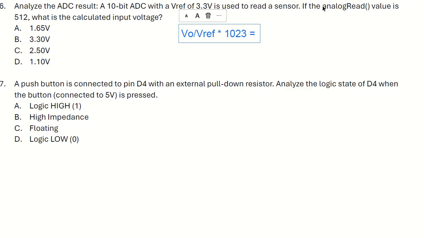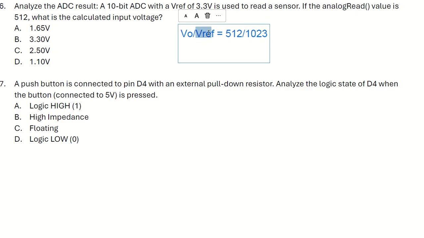Okay, so next is the reading. Okay, 512. So basically you can make it like this. Okay, so this is a formula. So basically the left hand side is a voltage, the right hand side is a digital value. Okay, so the maximum is 1023. Okay, so this is a maximum.